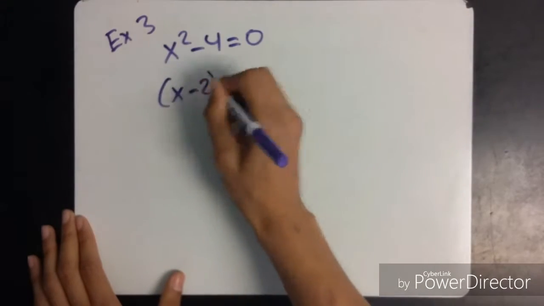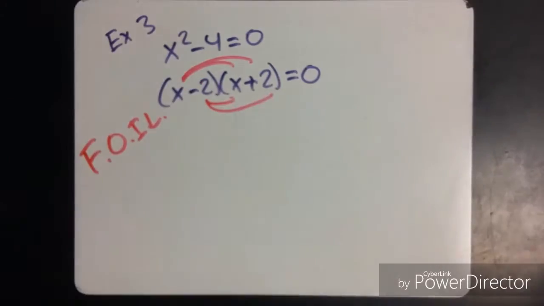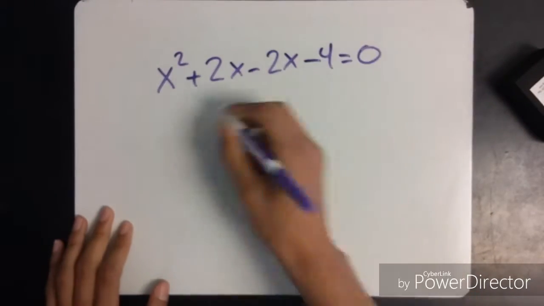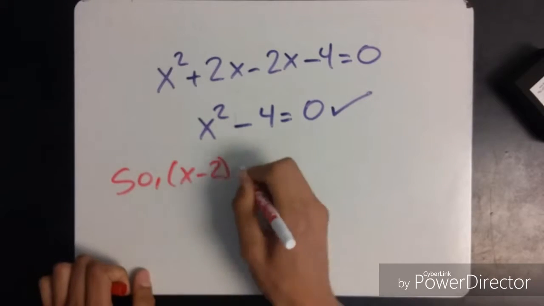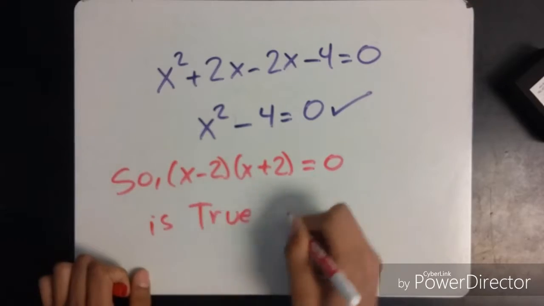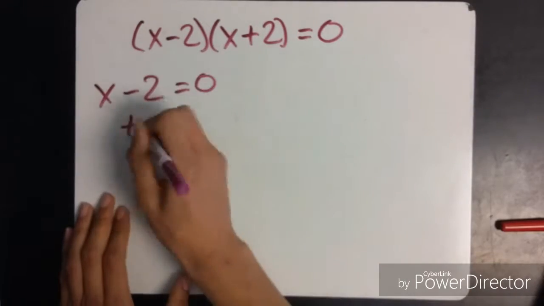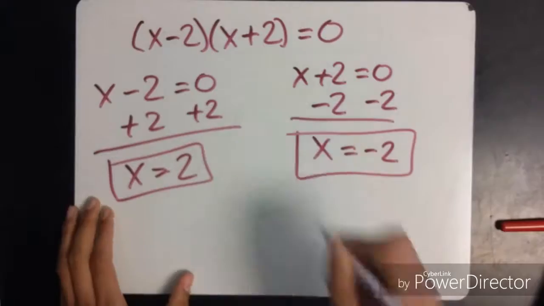And now for example 3. x squared minus 4 equals 0. Find two numbers that add to 0 but multiply to negative 4. Try negative 2 and positive 2. Use FOIL to check your answer. That's great. So (x minus 2)(x plus 2) equals 0 is true. Lastly, set both of them equal to 0 and get x by itself. Your answers are x equals 2 and x equals negative 2.